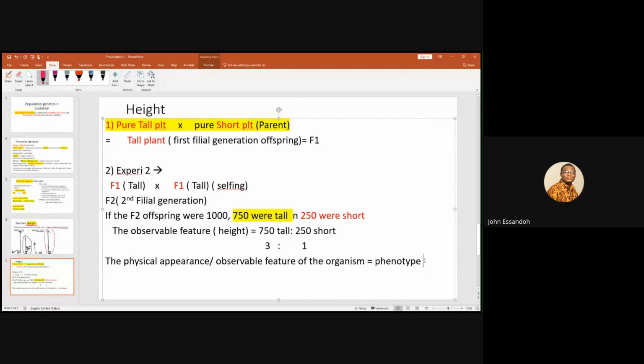So here, from the second experiment, the crossing of F1 with F1 gave F2, and that's the phenotypic ratio. The phenotypic ratio is equal to 3:1. Please, are we getting it?